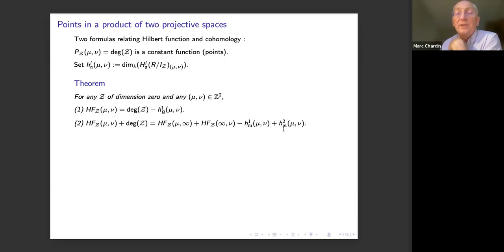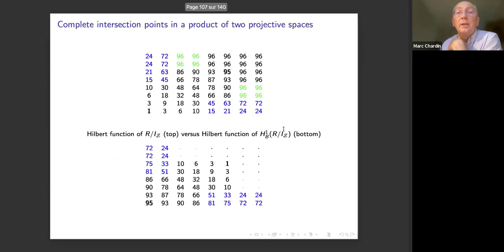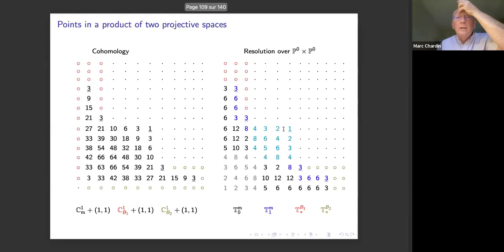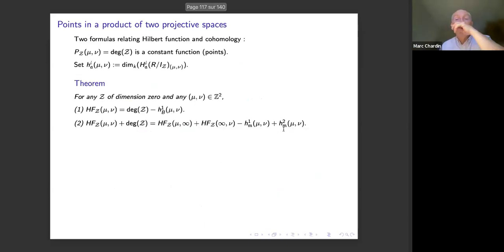We have seen in these pictures, maybe I can show the picture, that the Hilbert function stabilizes. For instance, the first example you see above goes to 72 and 24. So this stabilizes. Let me return. So these are these eventual values.